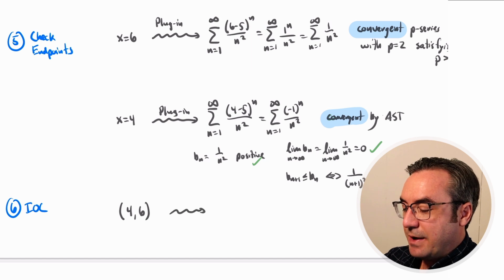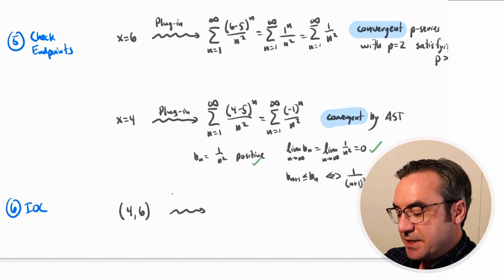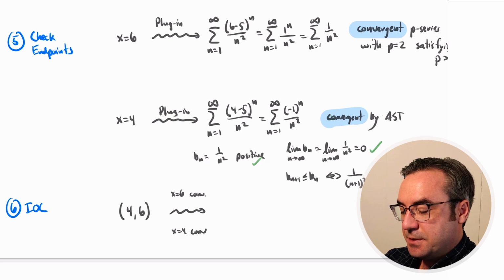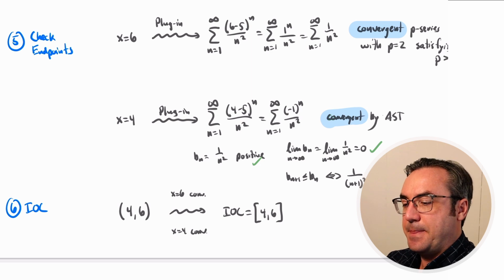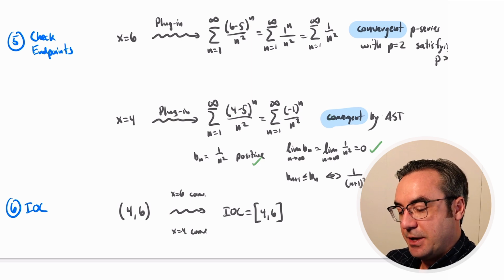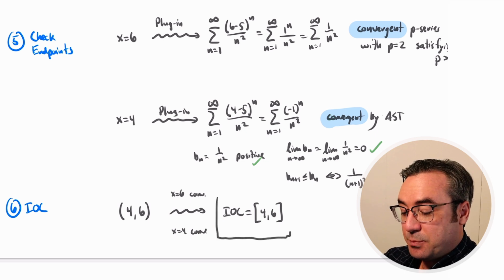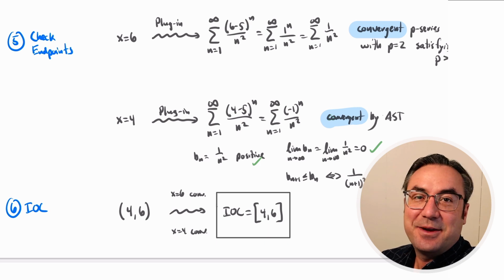So what we found, though, after checking the endpoints, is that x equals 6 was convergent and x equals 4 was convergent. So that means our interval of convergence, we want to include those two endpoints. So we're going to use our square brackets. And there we go. So you can see these problems take a little, well, they take a bit of time.